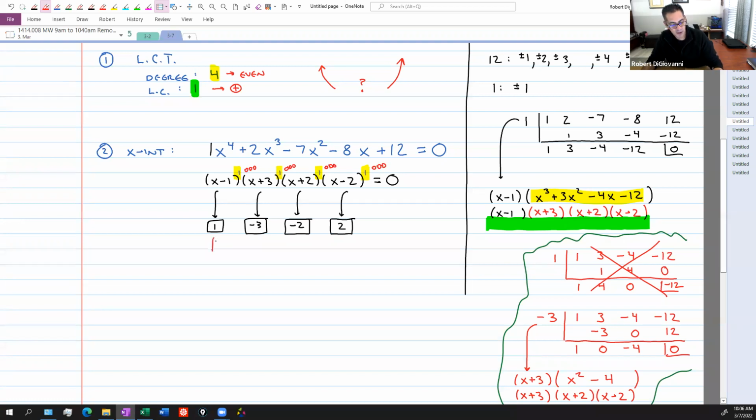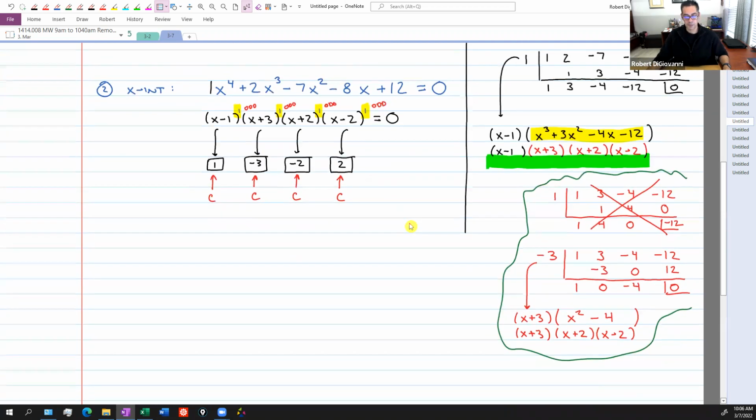So that means here we will cross, here we will cross. I'm putting a C for cross, cross and cross. Do not make the mistake of looking at the actual number. I'll have students that'll be like, oh, here, look at 2. Oh, 2 is even, I must bounce there. No, you're not looking at that number to determine the bounce or cross. You're looking at the power on the factor that created that x-intercept. Any questions on that?